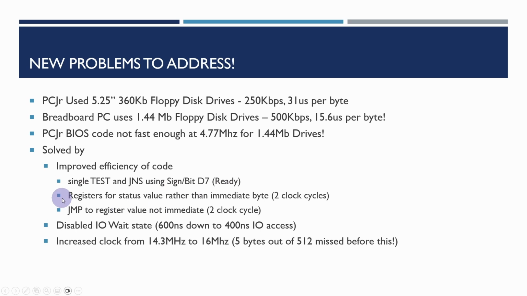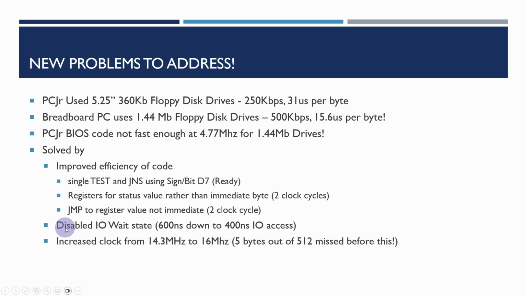There are also techniques such as using registers for the status values if we are checking status values, rather than an immediate byte following the instruction, and this saves about 2 clock cycles, I think, where it's used. And then finally, jumps can also jump to a register value, not an immediate value or relative value, and again that saves a couple of clock cycles. So with these changes I was able to make quite an improvement.